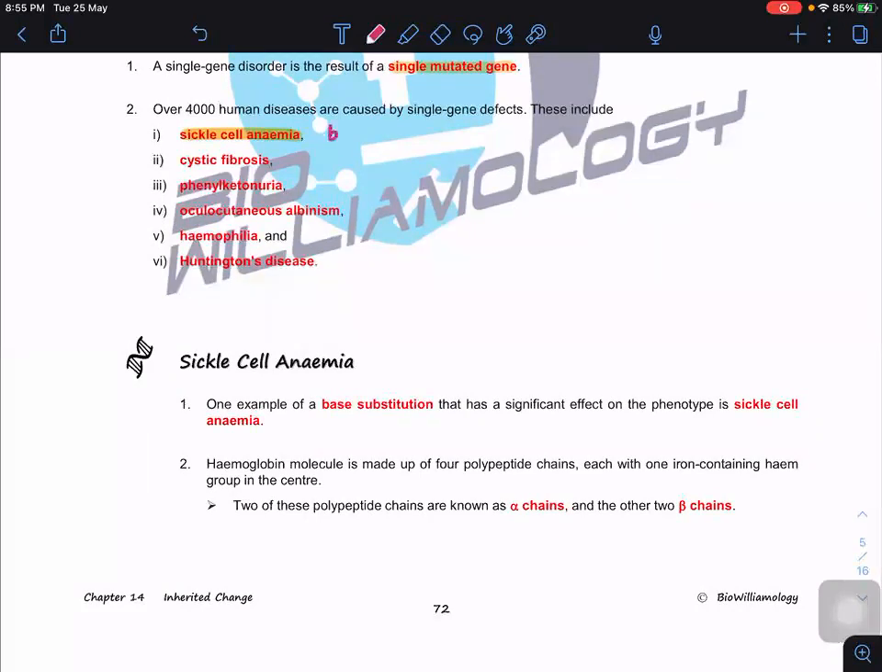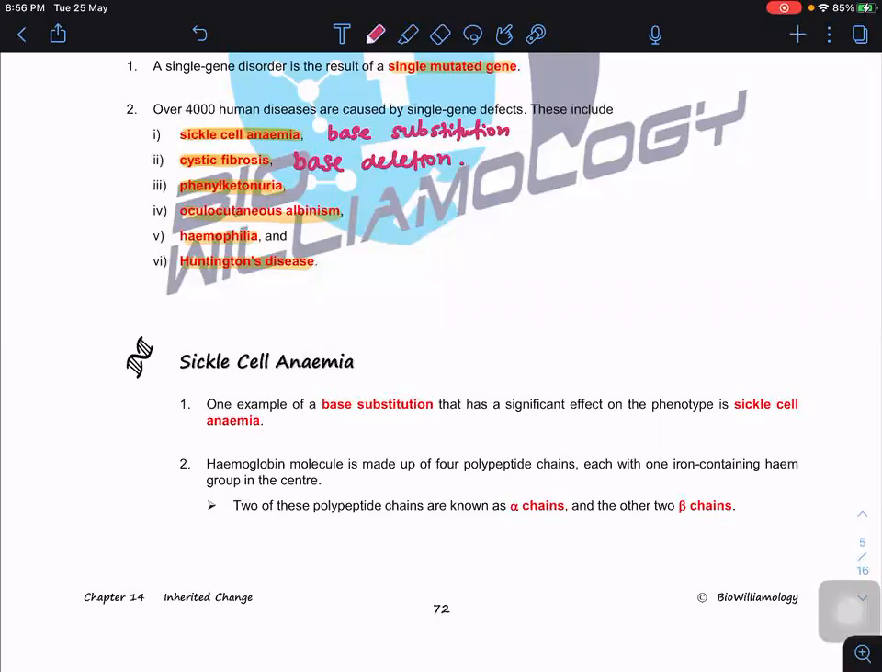It is because of base substitution, so we're going to revise it again. We also have cystic fibrosis, which is because of base deletions. And then we have phenylketonuria, oculocutaneous albinism, hemophilia, and also Huntington disease.